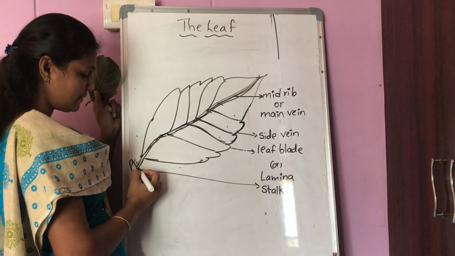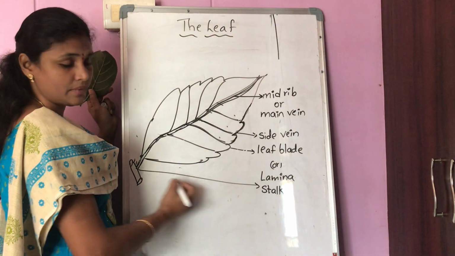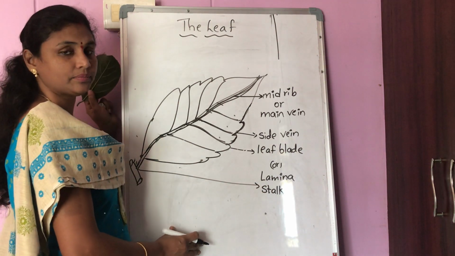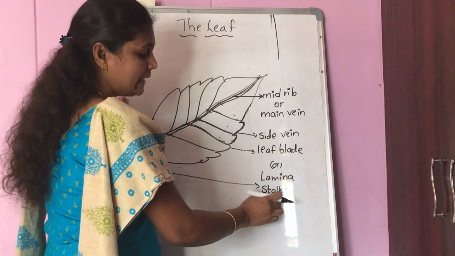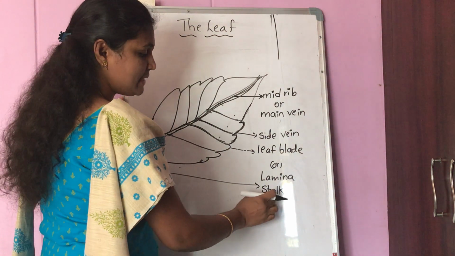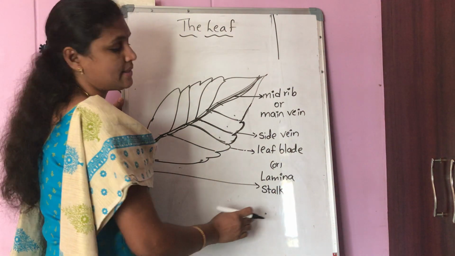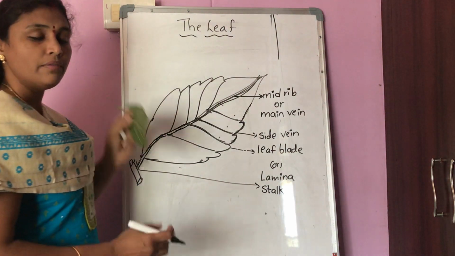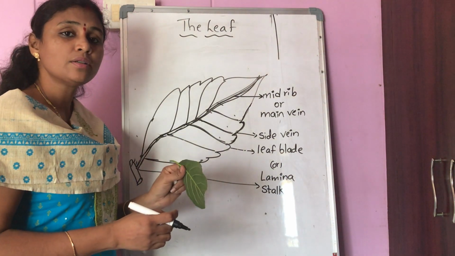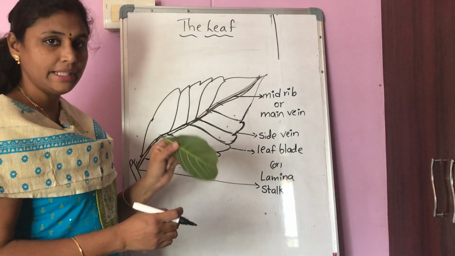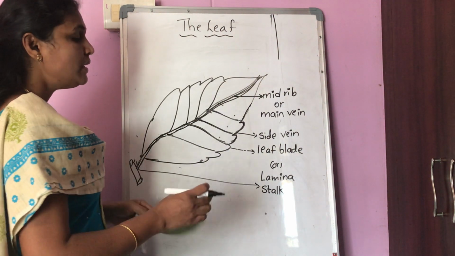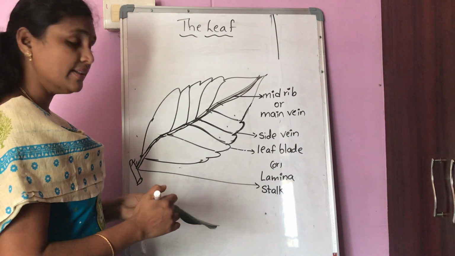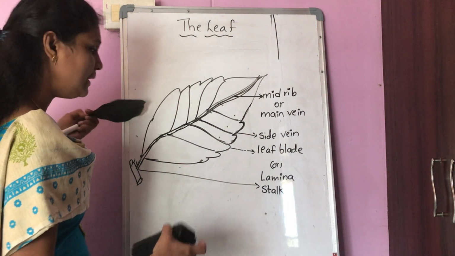What do we call this? Which is attached to the stem. That is called the stalk. STALK, stalk. L is silent. Okay. STALK, stalk. Now, which is the main part of the plant? The most important part of the plant? Leaf. We have discussed the parts of the leaf. Now we will be learning about the functions of the leaf.